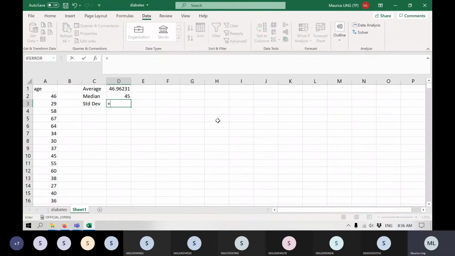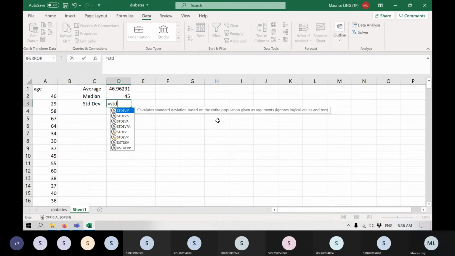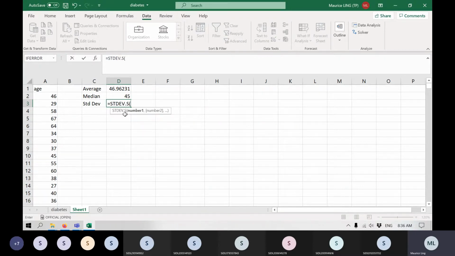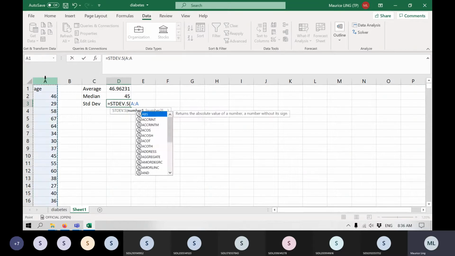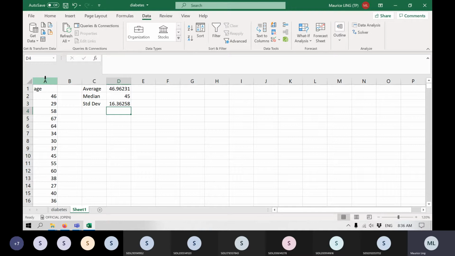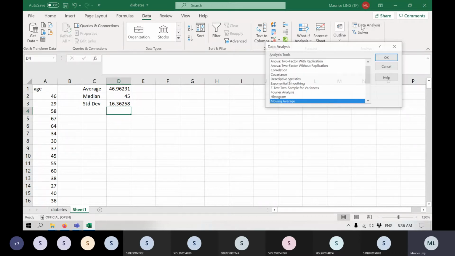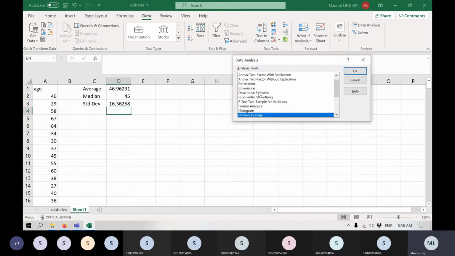Now, standard deviation also has two versions. Use STDEV.S, that is the sample standard deviation. STDEV.P is the population standard deviation. So that is your standard deviation. Another way that you can do your summary statistics is to go to your data analysis tools and look for descriptive statistics.